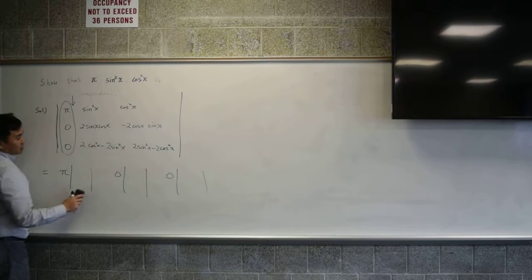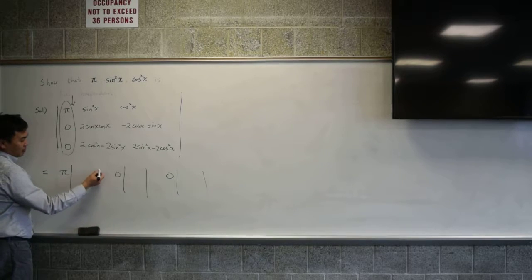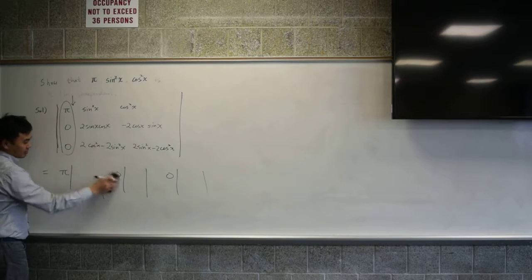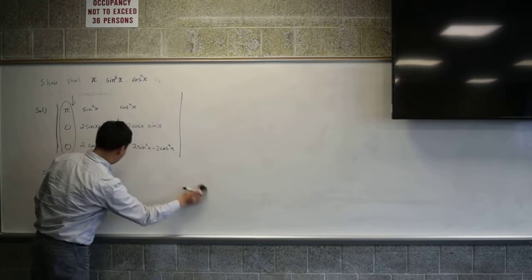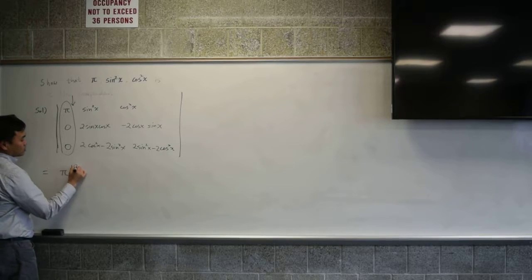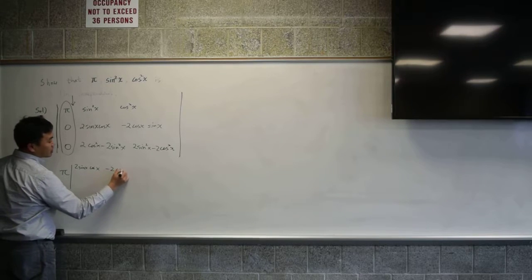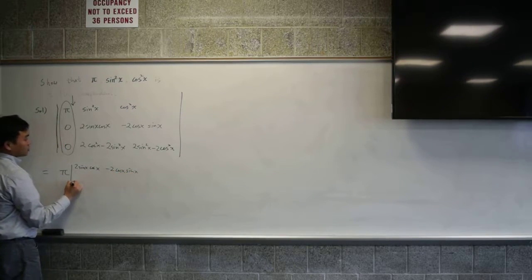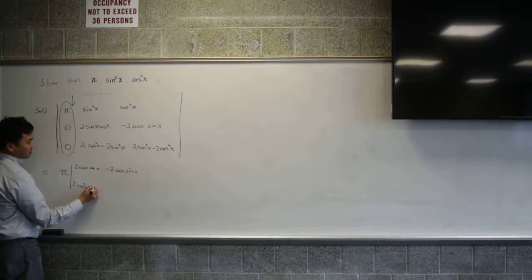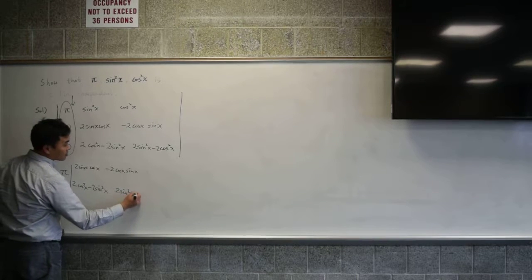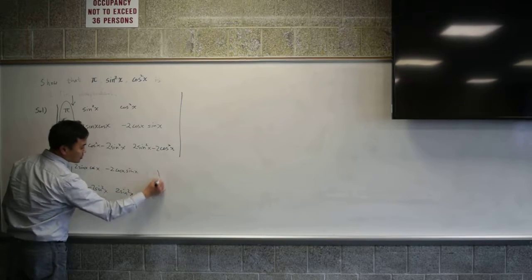So, 2 sine x cosine x. I need more space, just a minute. Done. 2 sine x cosine x, minus 2 cosine x sine x. 2 cosine squared of x minus 2 sine squared of x. 2 sine squared of x minus 2 cosine squared of x.